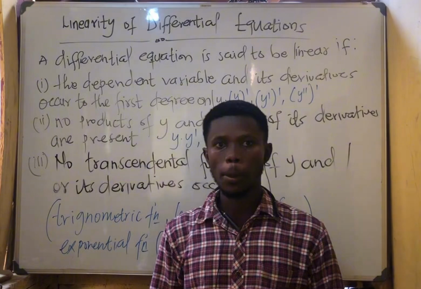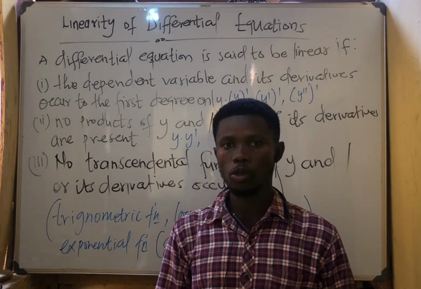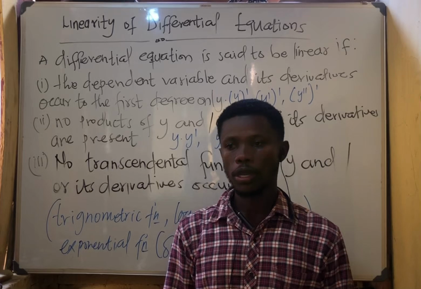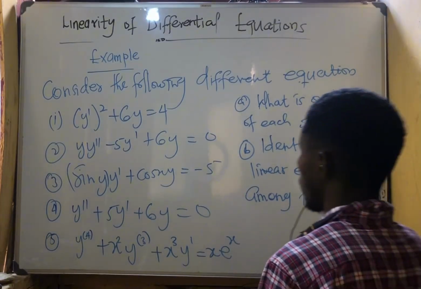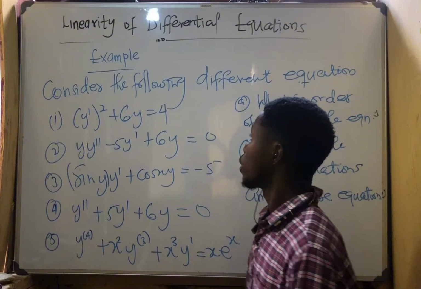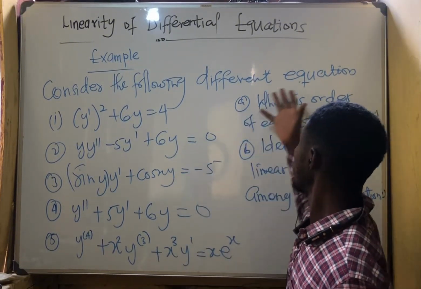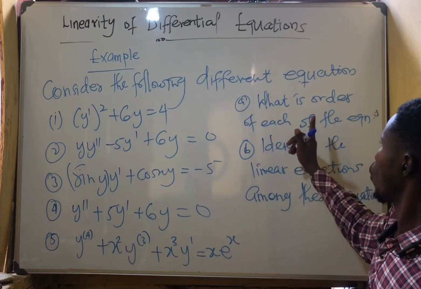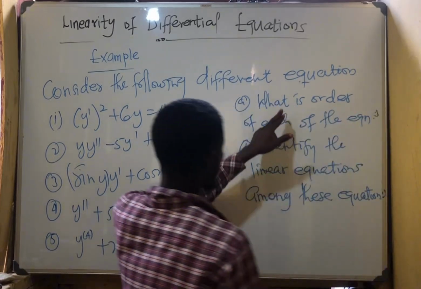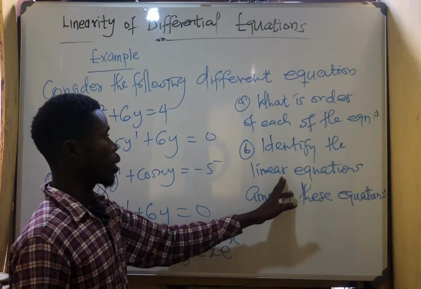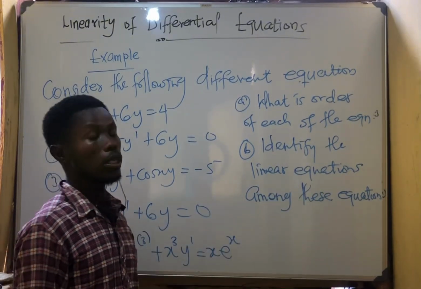Is that okay? So now let's look at some examples and we identify them whether it's linear or non-linear. Okay, so now let's look at this. You should consider the following differential equations. So these are the equations. Now the first question is, what is the order of each of the equations? Identify the linear equation among these equations.